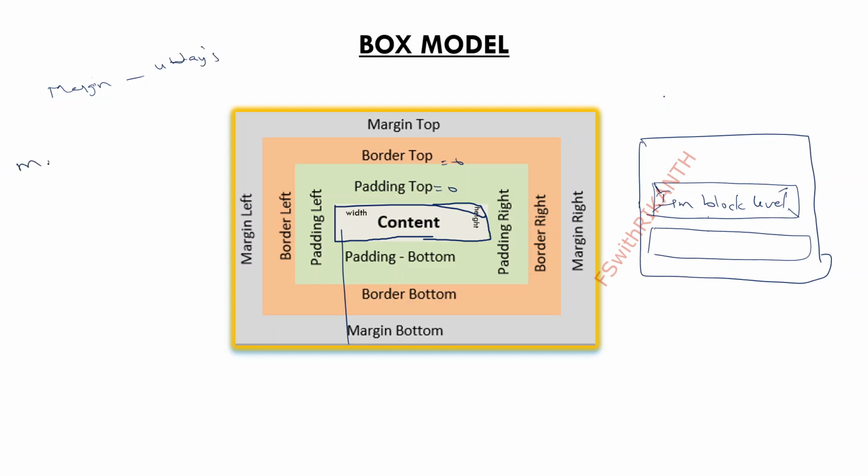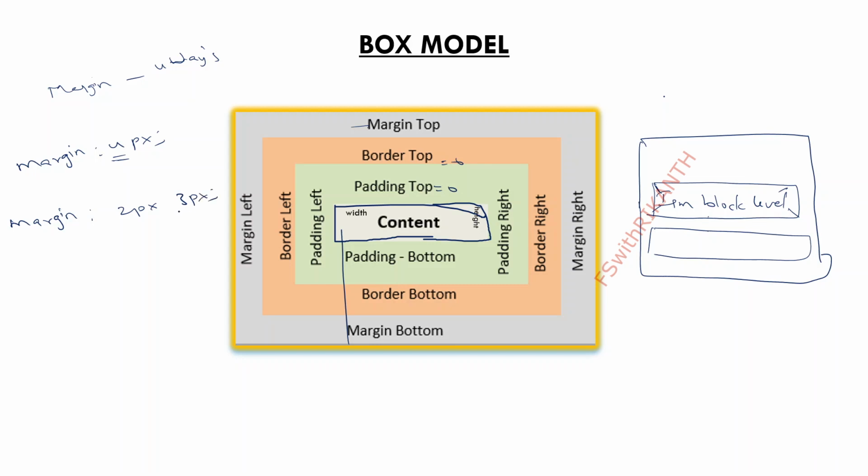Suppose I give margin equal to 4 pixels. What does this mean? This 4 applies to margin left, margin top, margin bottom, and margin right. Not only that, we can represent it with 1 value, 2 values, 3 values, or 4 values. If we give 1 value, it applies to all 4 sides.